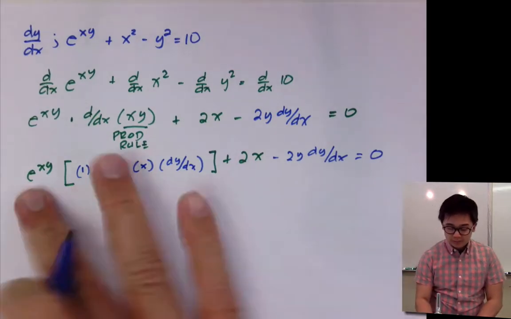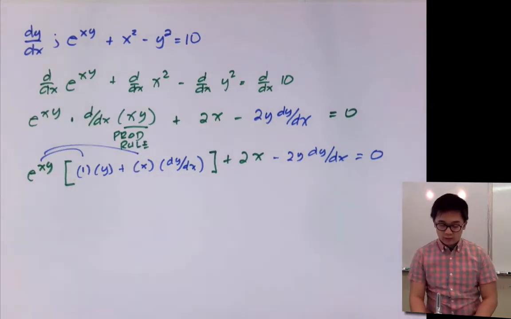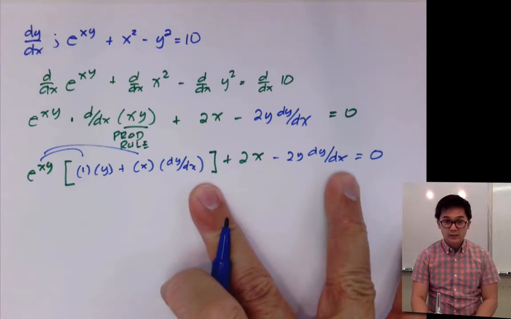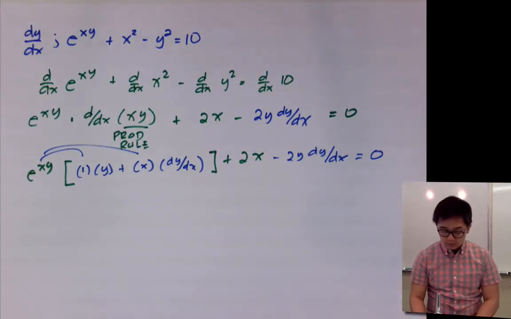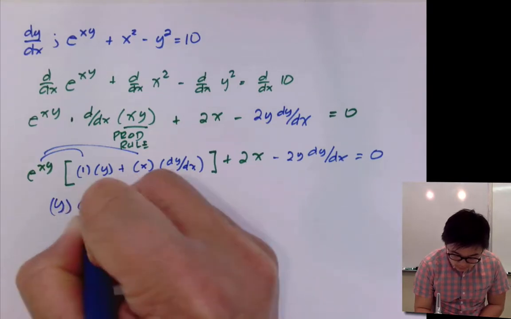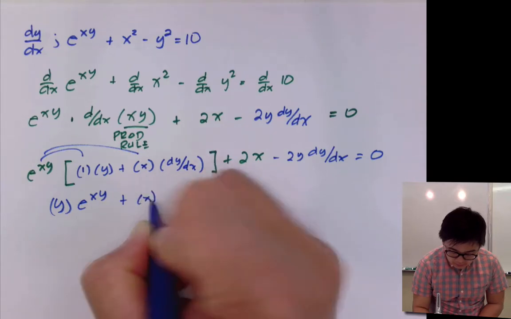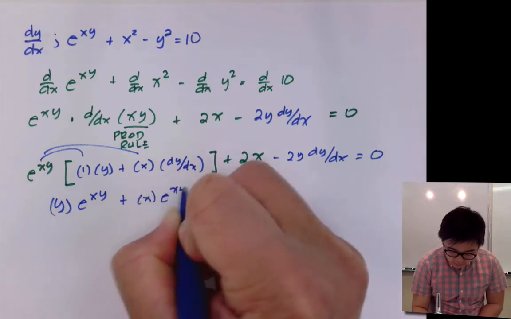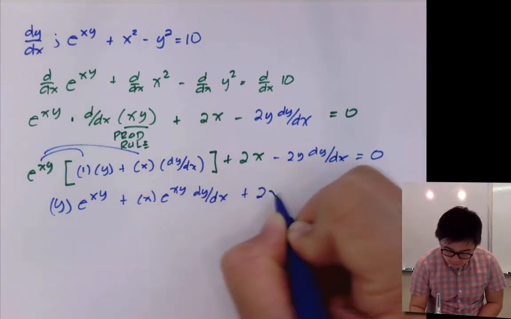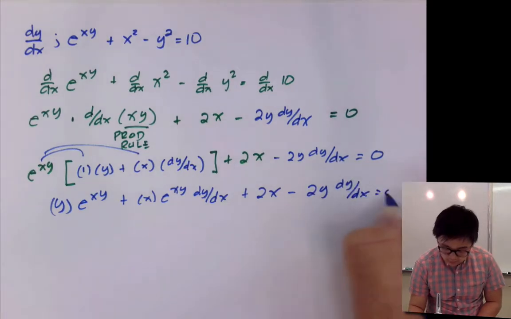So by simplifying this, I will distribute e to the xy to my function here so I can isolate dy/dx later on in my equation. So I will end up with y times e to the xy plus x e to the xy dy/dx plus 2x minus 2y dy/dx equal to 0.